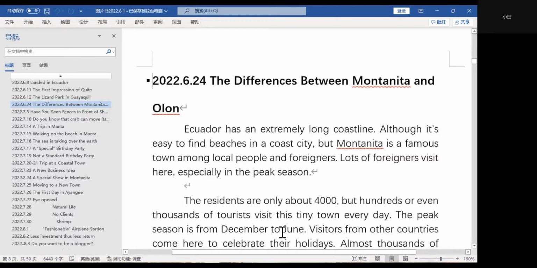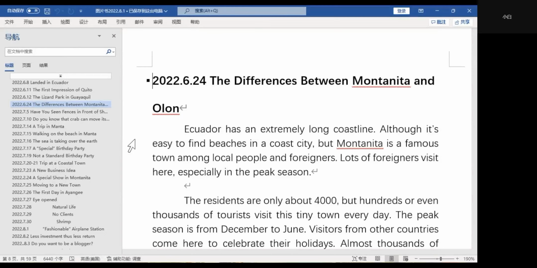Ecuador has an extremely long coastline. Although it's easy to find beaches in a coast city, Montanita is a famous town among local people and foreigners. Lots of foreigners visit here, especially in the peak season. Okay, this is the first paragraph.